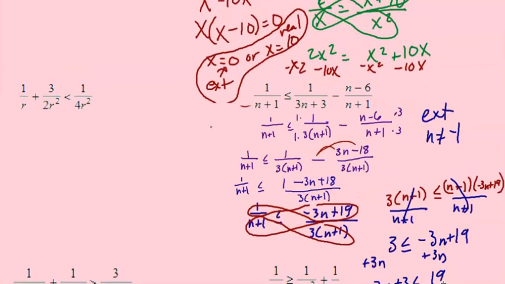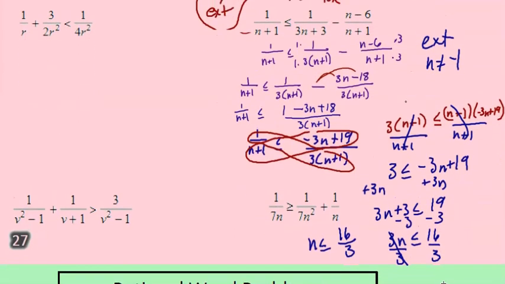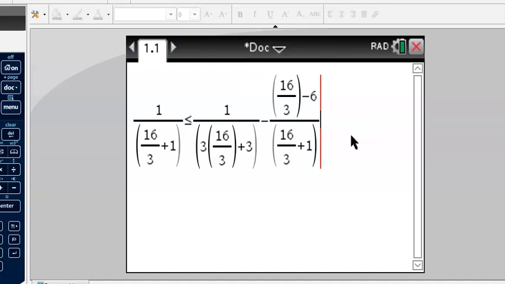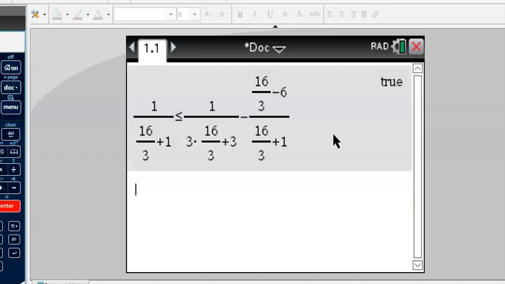From the original inequality, that is not an excluded value. So that should be real here. If you were to plug it in with the calculator, you should get a true statement. Let's plug it into the calculator, see what we get. So when we plug this into the calculator with 16 thirds, let's see what we get. It's true, so that's a true statement. So yes, that is a real solution.